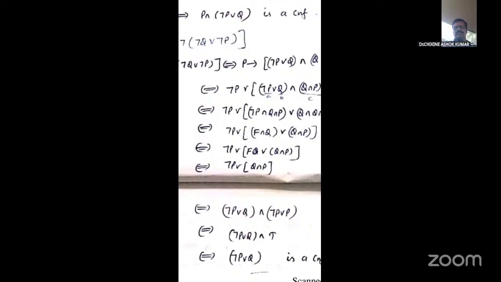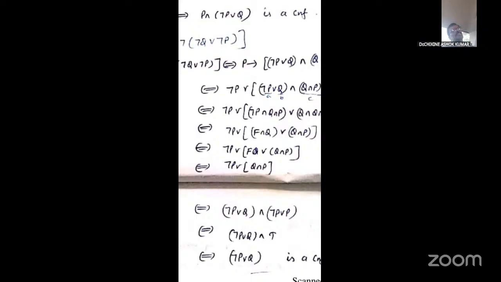So next, negation P union Q intersection P. Again here I am going to apply the distributive property, the left distributive property. What is that left distributive property? A union B intersection C. What is the A union B intersection C formula? A union B intersection A union C.